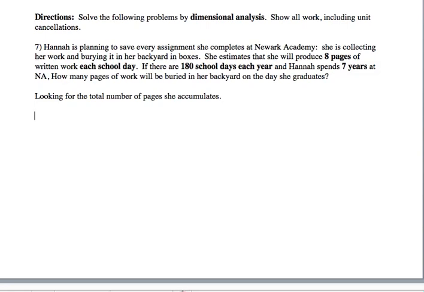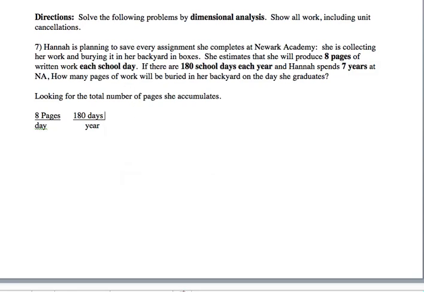So the first thing I would do is come down here and say 8 pages per day, okay? Then I would say, all right, what other ratios or conversion factors can we see? And then we can say there are 180 days each year, okay? So that gives us 180 days per every year.